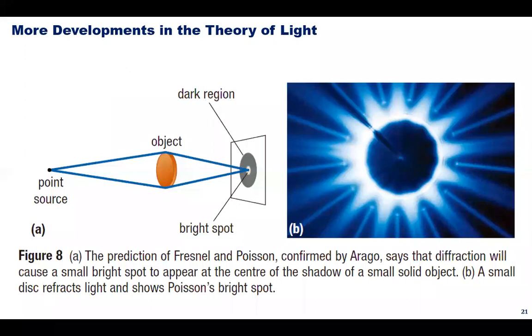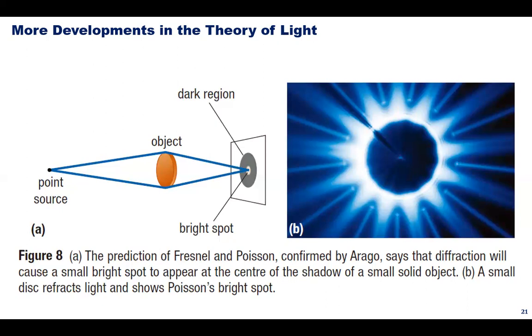Okay, next let's have a look at some more developments in the theory of light. Young's evidence for the wave nature of light was not accepted by the scientific community until 1818, when Augustin Fresnel proposed his own wave theory, complete with mathematics. A mathematician named Simeon Poisson showed how Fresnel's equations predicted a unique diffraction pattern when light is projected past a small solid object, as shown here in figure 8.